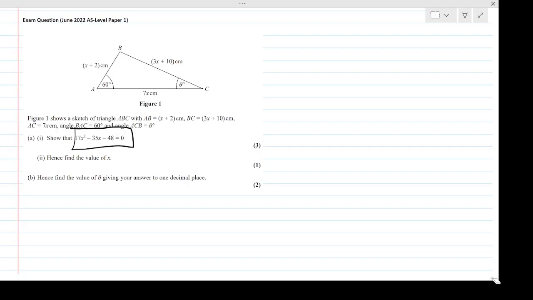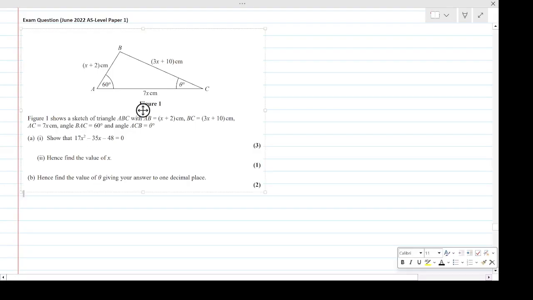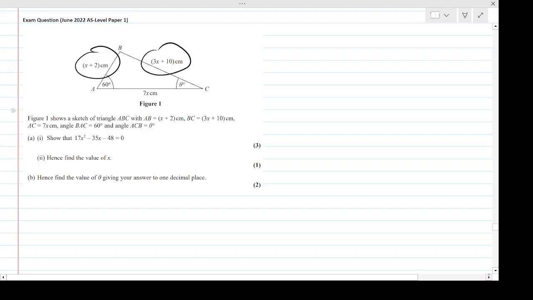Now, again, it looks a bit random. How do we just get this quadratic out of nowhere? But actually, think about it. We've got a triangle with angles and sides, so maybe we can use the cosine rule here, right? We have 3 sides and a known angle of 60. Why can't we use the cosine rule on that basis? Well, the opposite angle to 60 is 3x + 10.